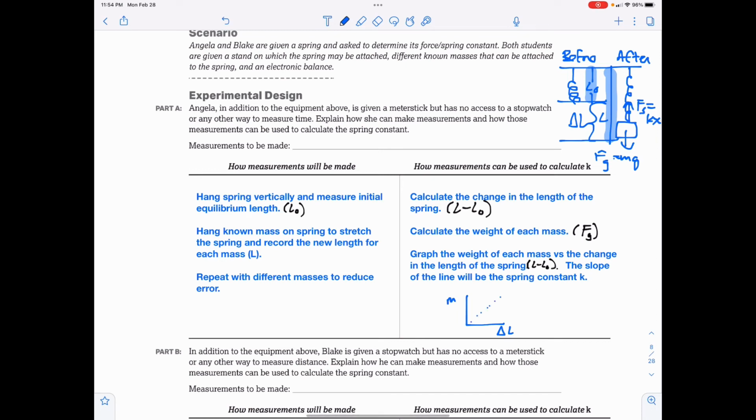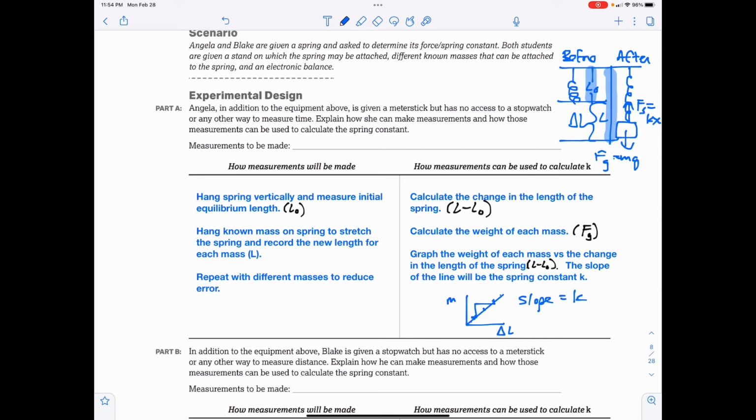And when you get a straight line through the linear data, the slope is going to equal k, the spring constant. So that's one way to do it.